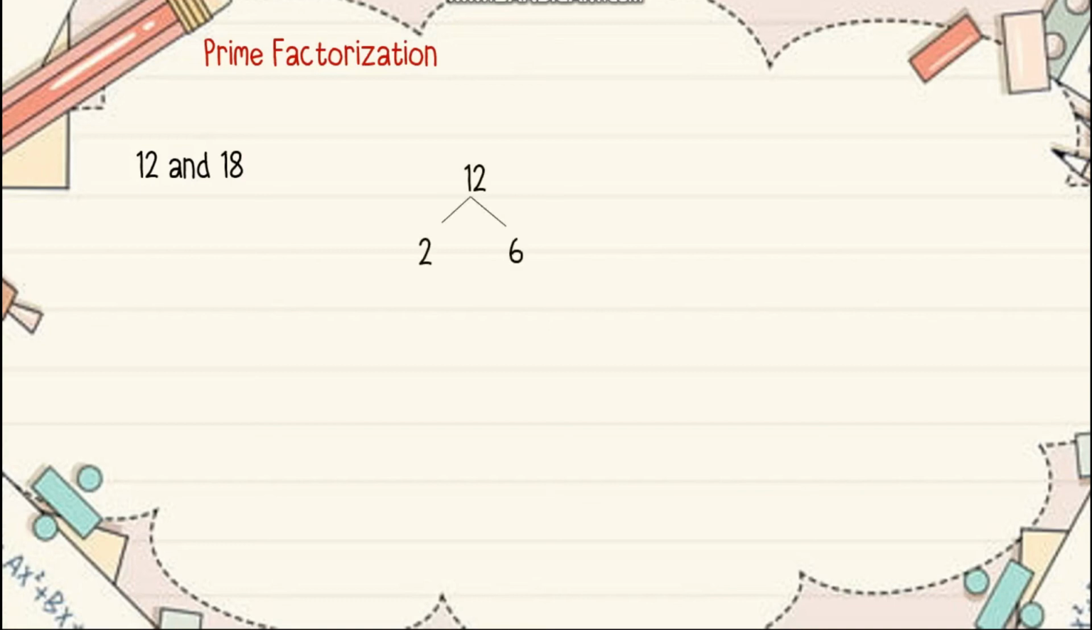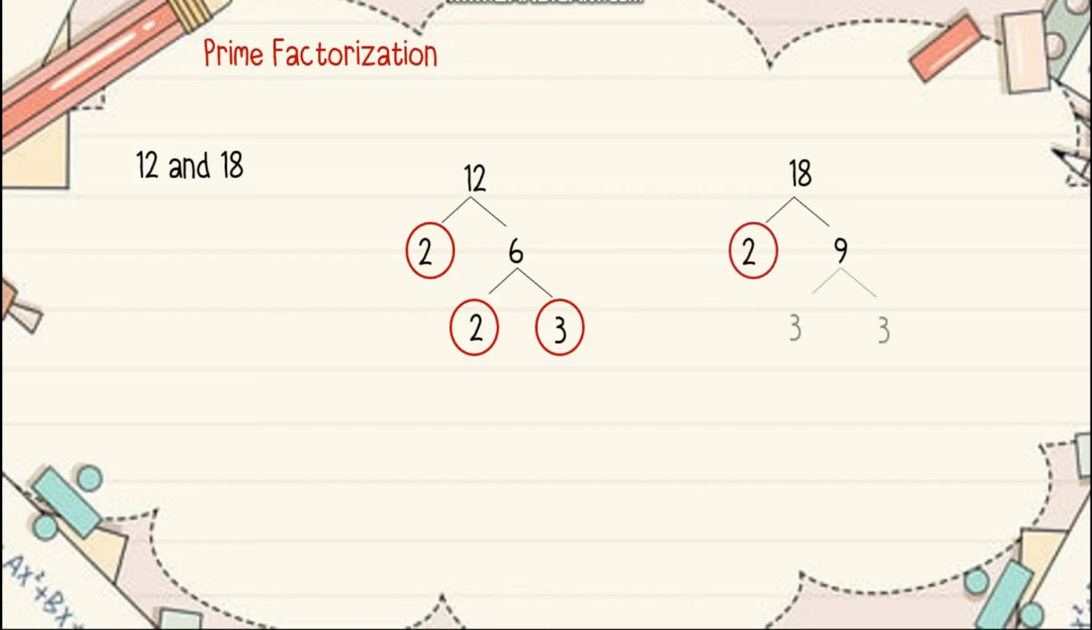Factoring 12, we're going to have 2 times 6. So 2 is already a prime number. We still need to factor 6. So it is 2 times 3. And those numbers are prime. Let's proceed with 18. So we're going to have 2 times 9. Factoring 9, we're going to have 3 times 3. So they are all prime numbers. Let's write the factors of 12 and 18. So for 12, we have 2 times 2 times 3.